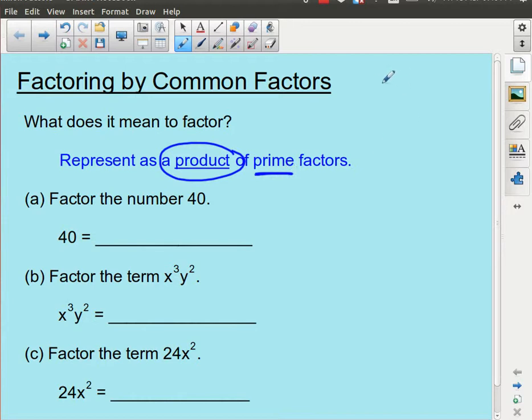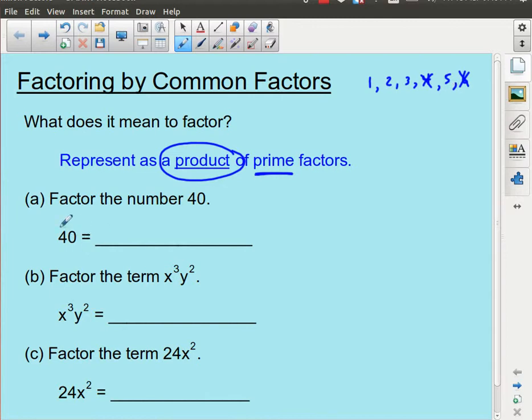So for example, 1 is a prime number, 2 is a prime number, 3 is a prime number. 4 is not a prime number because 4 is actually 2 times 2. And then 5 is a prime number. 6, well, that's 2 times 3. It's not a prime number. So what we're trying to do is reduce the number 40 in this case down to a series of multiplications, a product of numbers that can't be reduced any further.